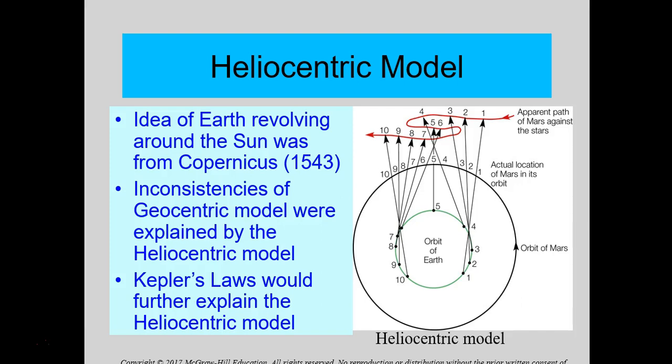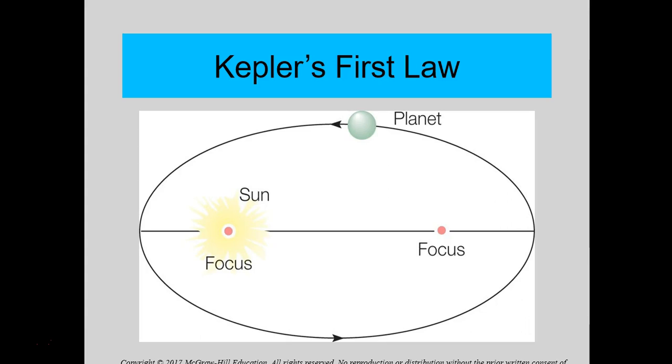However, Kepler had three laws, and so we're just going to talk about those briefly and use them to kind of understand how we see the solar system. The first takes away the idea of circular orbits. Kepler's first law just says that the planets orbit around the sun in an ellipse, with the sun at the focus of the ellipse.